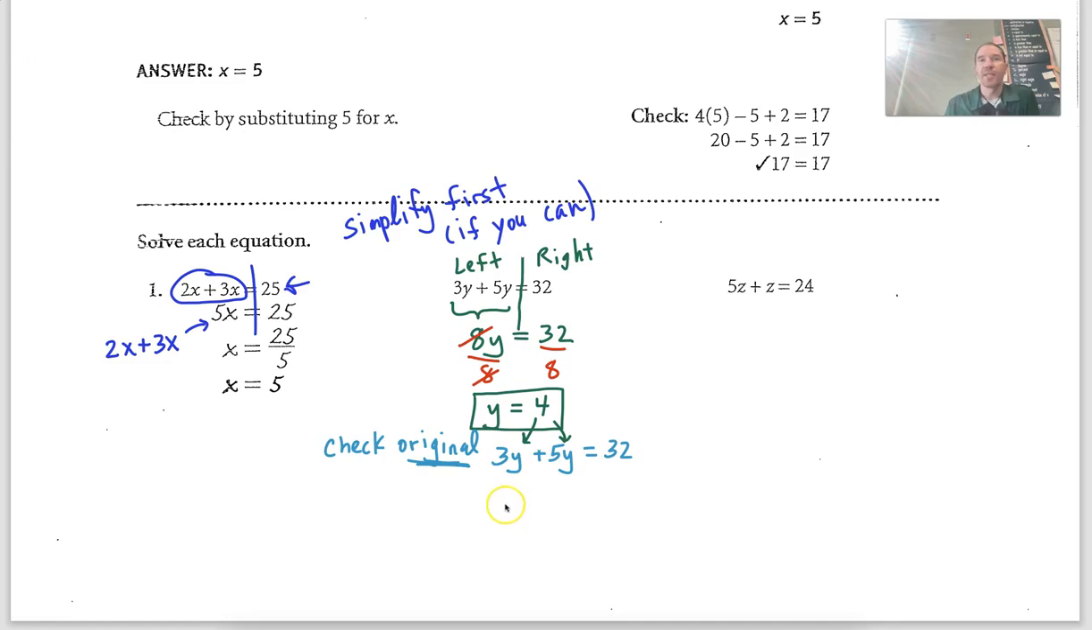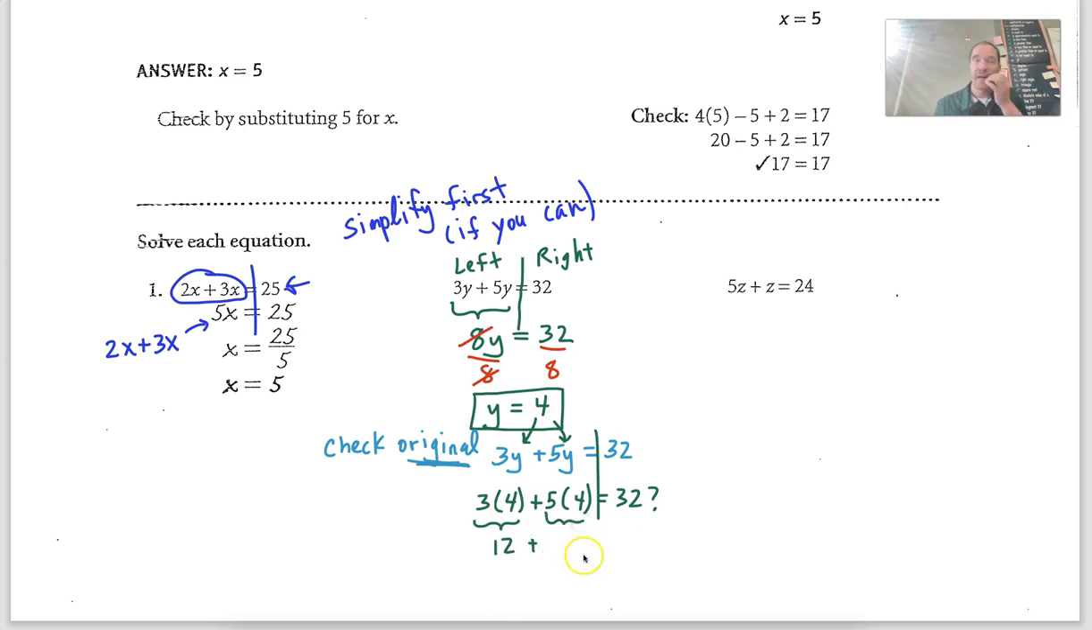So this will become 3 times 4 plus 5 times 4. And is that equal to 32? So now remember, I don't have to cancel anything. I'm just checking. It's all numbers and operations. So follow your order of operations. On the left side, we multiply before we add, generally. So 3 times 4 would be 12.